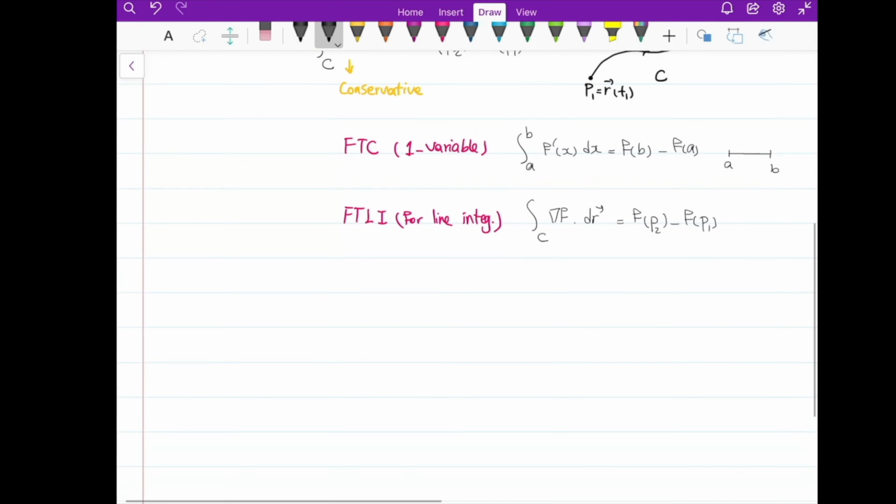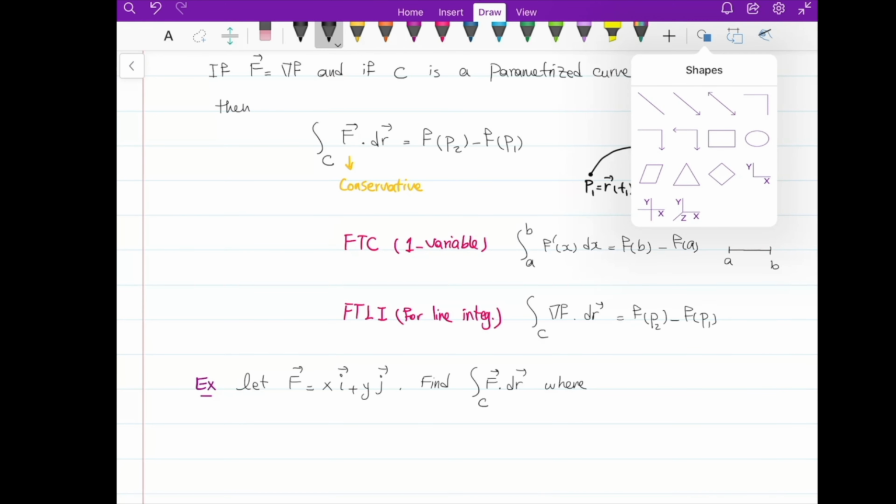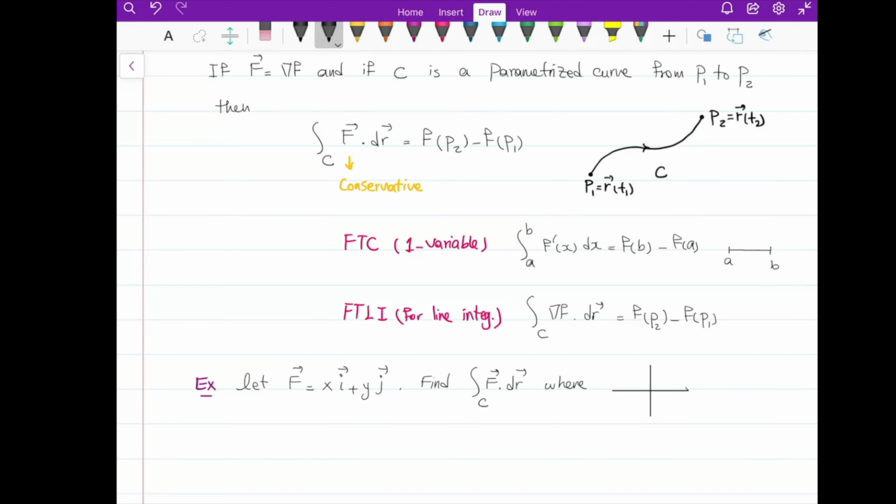Let me give you one example, and then I'm going to go over the proof for that. Okay, so the example is this. Let the vector field f be x i plus y j. Find the integral of f dot dr over the curve C, where the curve C is the interval from 0 to 1. Let me graph it. X-axis, y-axis, and then C is basically here from 0 to 1.